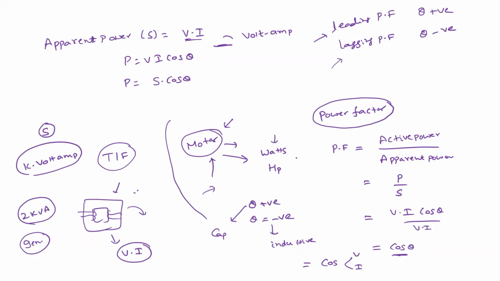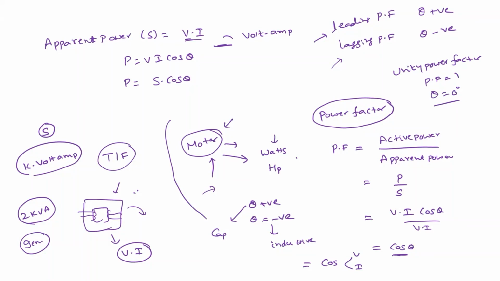Because cos theta equals cos minus theta, both are the same. But we must have some differentiation between inductive and capacitive, so that's why we have leading and lagging power factor. We have another thing, unity power factor. What does unity power factor mean? Power factor equal to 1. When is it 1? When theta equals 0 degrees, that's a resistive circuit. So for a resistive circuit, it is unity power factor.